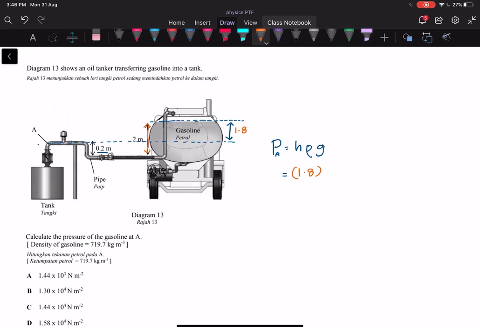Lepas tu, ketumpatan diberikan 719.7, G dia sama dengan 10. Darab dapatkan jawapan terakhir. So you should get an answer around 12,954.6 Pascal. But remember paling dekat je 1.29, 1.29 times 10 power of 4 Pascal. Paling dekat adalah jawapan B, 1.3 darab 10 kosong 4 Pascal.